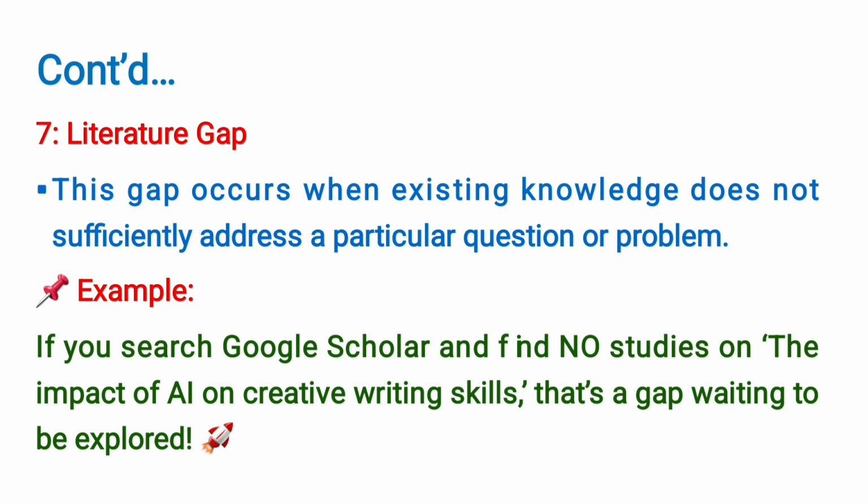So how do you put all of this together? And there you have it, the 7 types of research gaps that can help you craft an original and impactful study. As a quick recap, theoretical gap is conflicting or missing theories. Methodological gap is outdated or limited research methods. Empirical gap is lack of real-world data. Conceptual gap is confusing or inconsistent definition of concepts. And temporal gap is outdated research that needs revisiting. And spatial gap is studies focusing only on one location or region. And a literature gap is a completely unexplored topic.